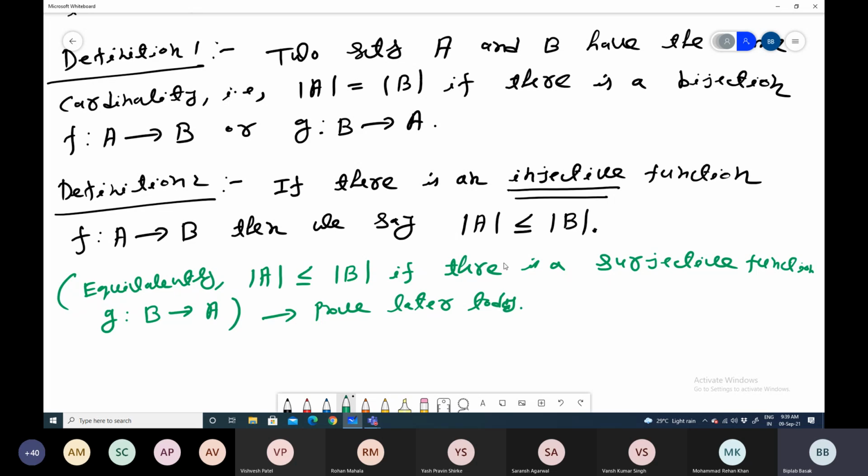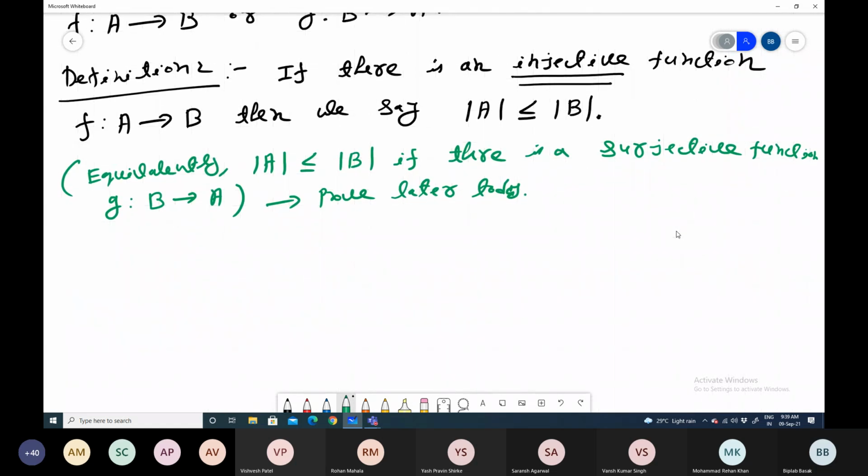So if you want to show that cardinality of A is less than or equal to cardinality of B, then you can find either an injective map from A to B or a surjective map from B to A. Now, what do you mean by strictly less than? That means the cardinalities are different.